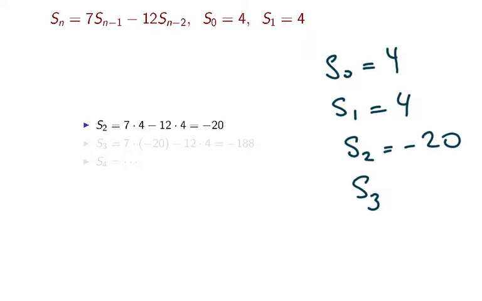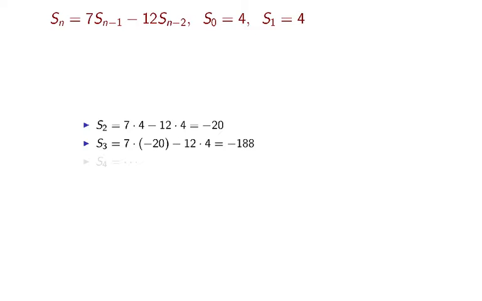So when we calculate now S3, remember that S3 is going to be in function of the one before and the one before that. So we can calculate it as 7 times minus 20, that was the one that we just calculated, minus 12 times the one before, that was 4. In that way, we find that S3 is minus 188. And in that way, we can calculate them all, right? So it's S2, S3, S4, one by one.